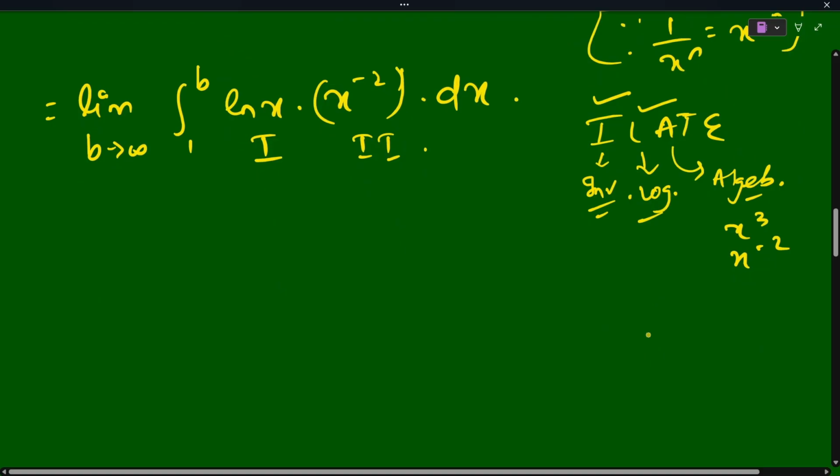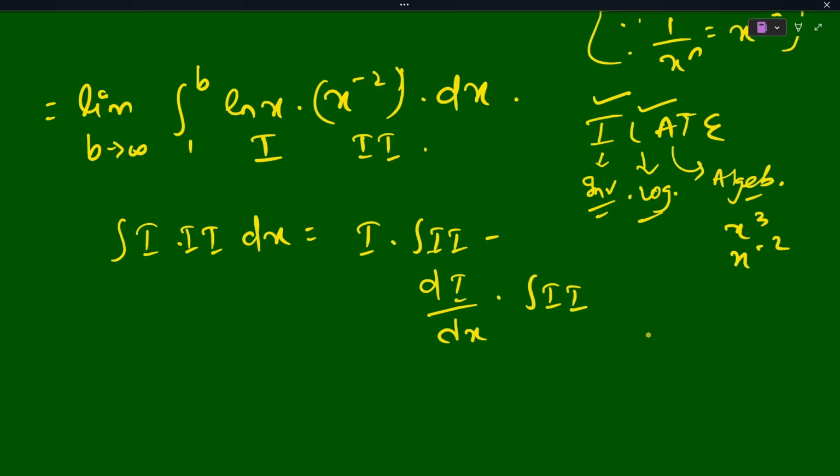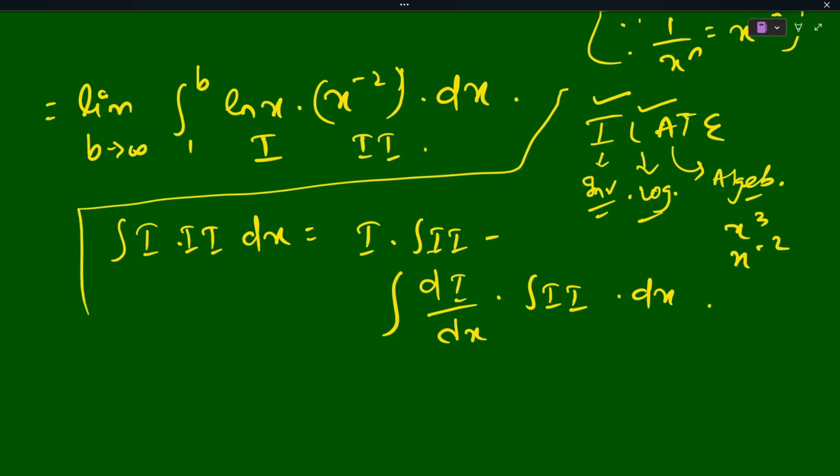Now it states that first I am writing this formula here. Then I will solve this one. It is the integral of first into second dx. I am skipping the limits as we can apply them after finding this integration. So this value will be first into integration of second, minus the integral of derivative of first into integration of second, and the whole integration. So this one is the integration formula for ILATE.